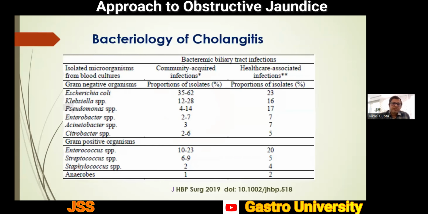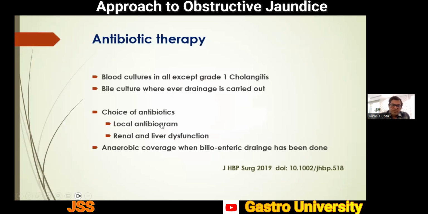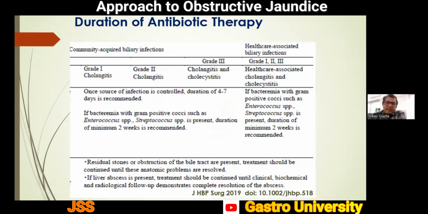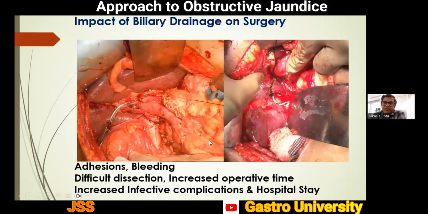So this is the bacteriology of cholangitis. Most of them are enteric bacteria which are colonizing the bile duct. And antibiotics should be given in all patients, and the choice, again, the same thing. Anaerobic coverage should be given when the patient has previously undergone bilioenteric drainage, like a patient who has undergone hepaticojejunostomy and develops a stricture. And these are the guidelines for duration of antibiotic therapy. In the presence of cholangitis, we need to give antibiotics for a prolonged period of time.